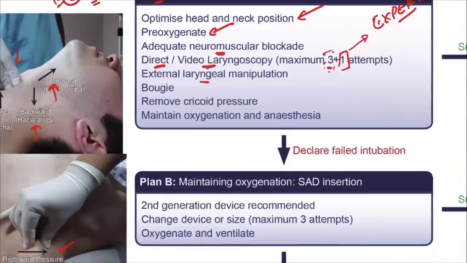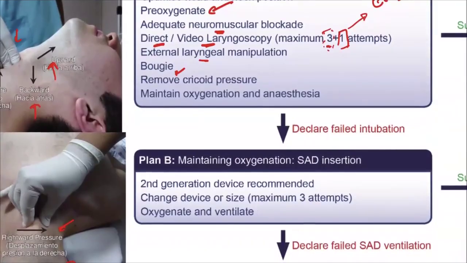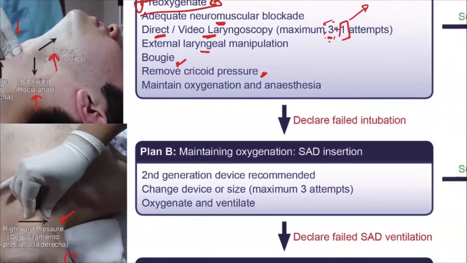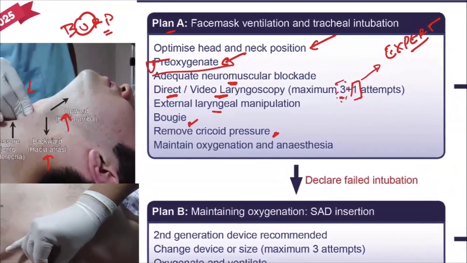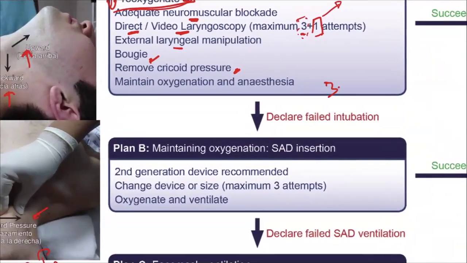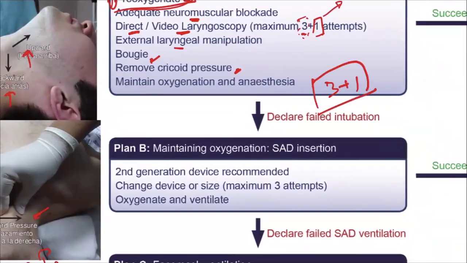If required, as I showed you, you can use a bougie and railroad the endotracheal tube. Remove the cricoid pressure and see if it is possible to intubate. Always pre-oxygenate the patient before another attempt. If you have done 3+1 attempts and failed to intubate, then you will enter into Plan B.